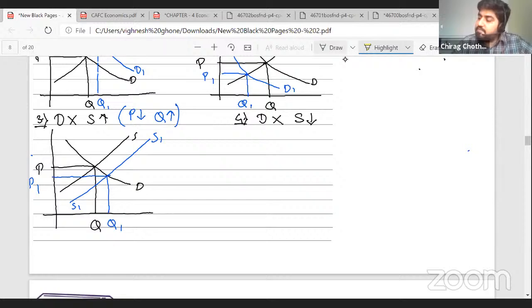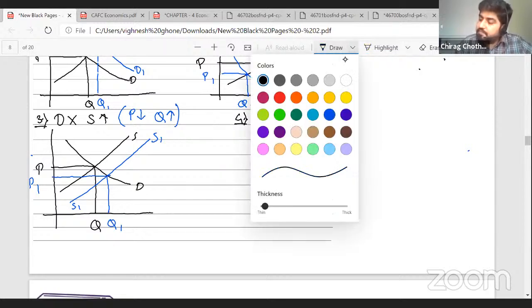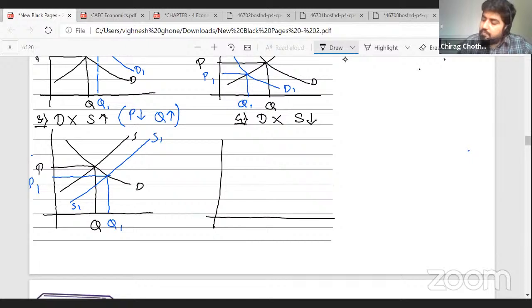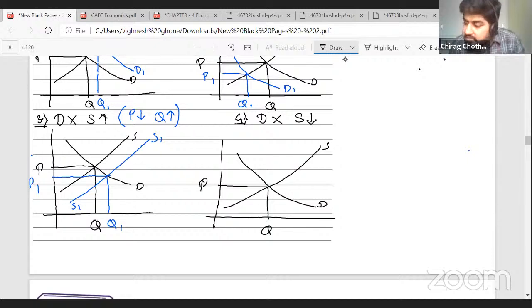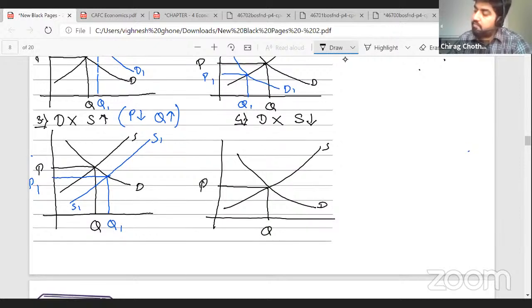On this page, the next scenario. This is our demand curve, this is our supply curve, equilibrium quantity and original equilibrium price. Now in this case, demand is not changing. Not changing means we are not going to touch the demand curve at all. But the supply curve, supply diminishes or decreases, so it will shift towards the left. If it shifts towards the left, this will be our new supply curve, S1.